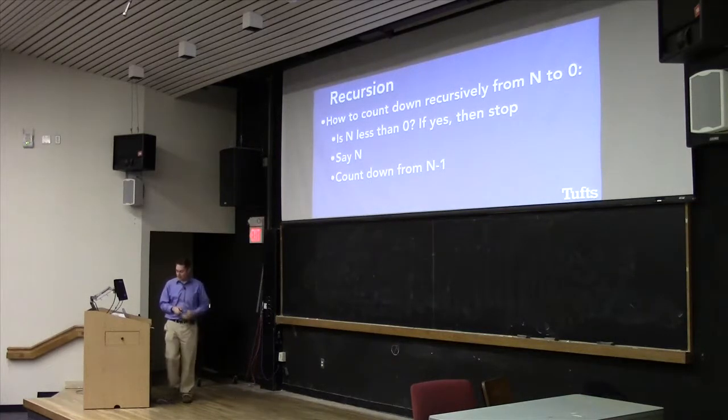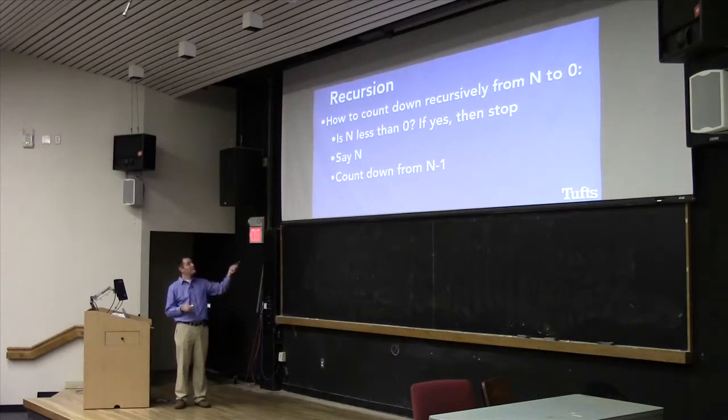So let's do this one. You've probably seen this example before. If you haven't, great. How to count down recursively from n to 0. Let's count down from 3 to 0, including 0. Here's the little algorithm. Is n less than 0? If yes, then stop. There's our stopping condition. Say the letter n, or print it out in this case.